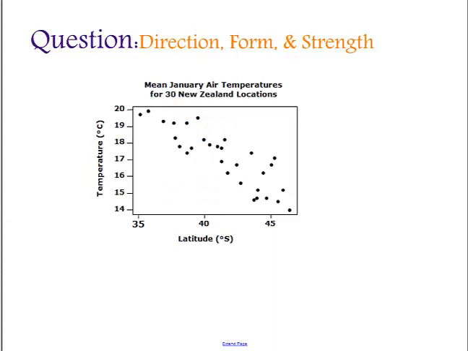Alright, last question. Pause the video, answer the questions, restart the video when you're ready to check your answers. Okay, in this graph, the direction seems to be negative, and the form, I would say, would be straight. And the strength would be weak. The dots are not very tightly packed, so I would say that one would be weak.